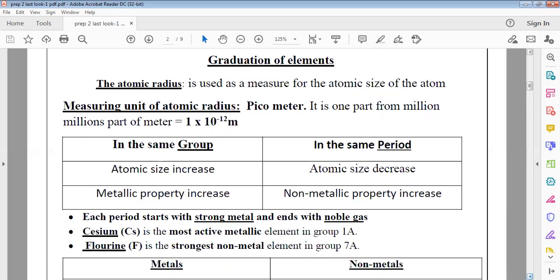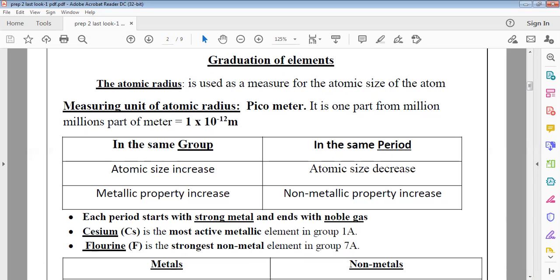How can we measure the atomic size or the atomic radius of the atom? By using the picometer. It is a measuring unit of atomic radius or atomic size. After I know the atomic size of the element, I can differentiate between its properties in the same group and the same period. How come?